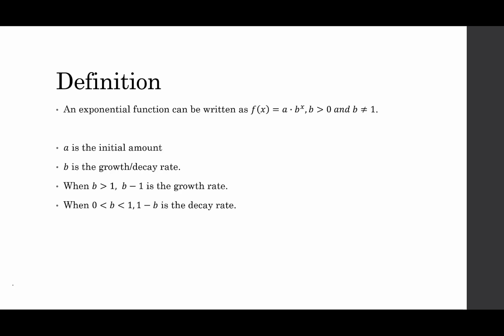How we can tell if something's growing or decaying is by looking at the value of b. When b is bigger than 1, b minus 1 is the growth rate. If b is between 0 and 1, 1 minus b is the decay rate. That says anytime b is bigger than 1, we know it's growing. Anytime b is less than 1, we know it's decaying. We'll get to the growth and decay rate in just a minute.